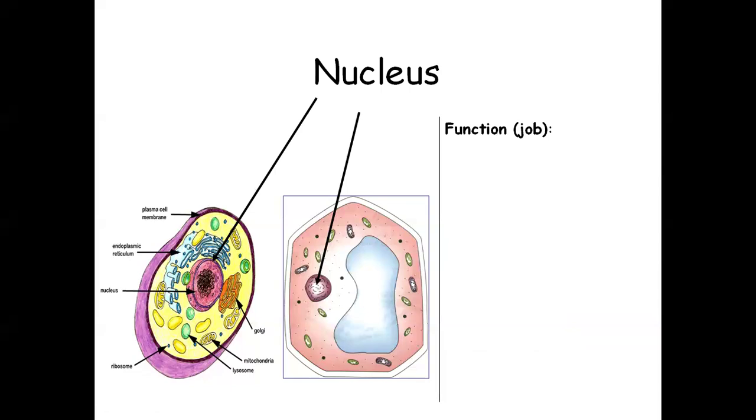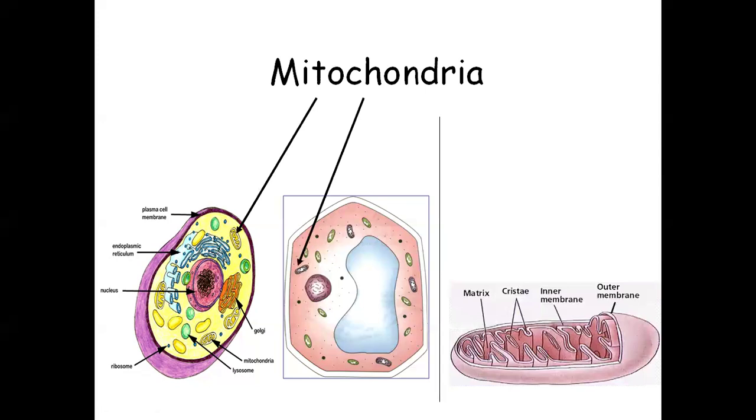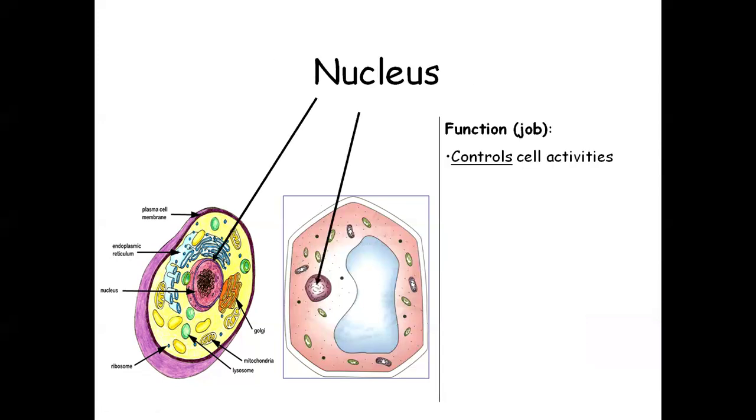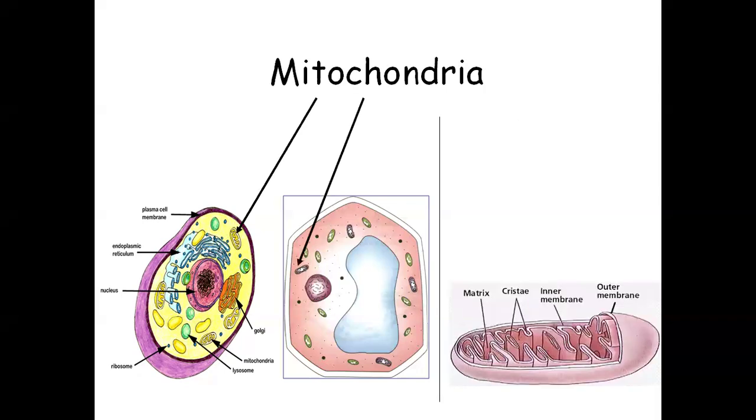And what is the ultimate function? So as we said, it has the hereditary material. It is the central dogma of life, and it is going to control the cell activities, almost all the activities, like production of the protein, translation, transcription. Almost all the activities are controlled by the nucleus. And next comes the mitochondria.